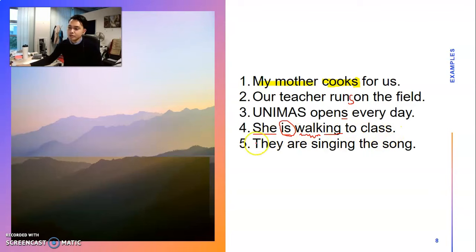Right? So, she is singular subject, so you use the word is, and then the verb must end with ing. Okay? Similar with number 5. Okay, they are singing the song. They is a plural subject, mereka. Okay, so because it's a plural subject, you cannot use is. The verb to be is are. Okay, again, the verb that comes after that must end with ing.